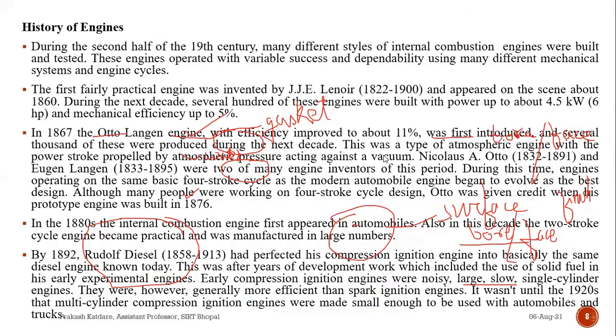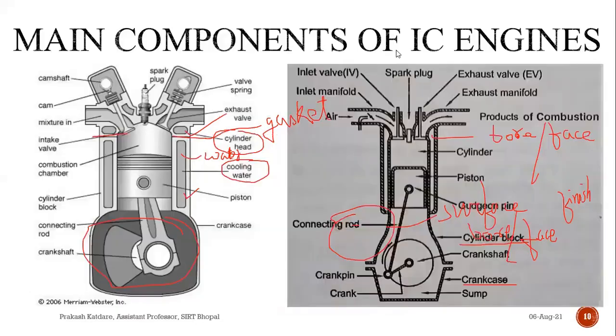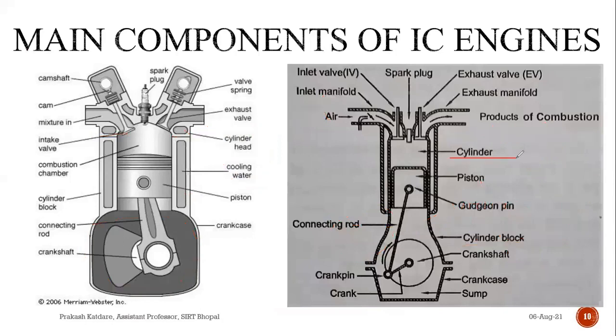After this, the second component, which is very important, is our main cylinder. As the name implies, it is basically a cylindrical vessel in which the piston will reciprocate. That is, either it will move up and down or in a sideways direction, depending upon the type of engine.